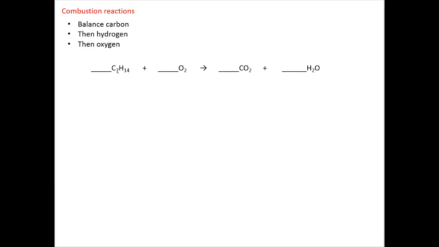So in this case, I'm going to first balance carbon. I've got 7 on this side. I'm going to put 7 on this side. Next, I'm going to balance hydrogen. I've got 14 on this side. I'm going to put a 7 here. That gives me 14. And I notice I had 7 times 2. That's 14. Plus 7 equals a total of 21. So 21.